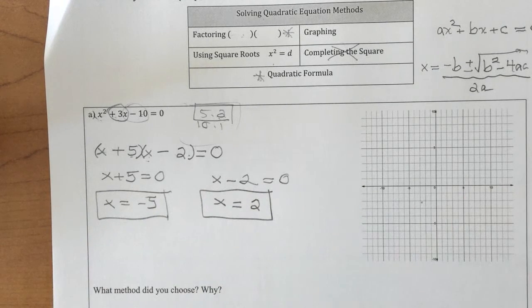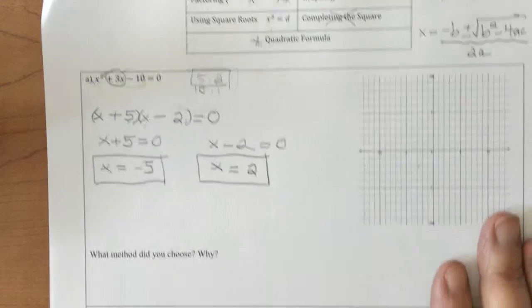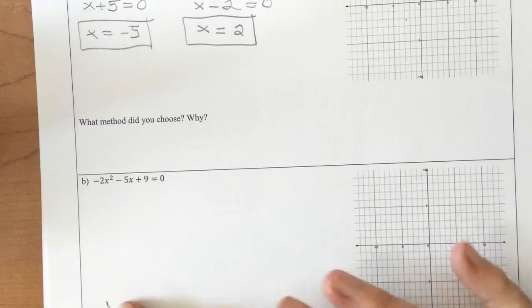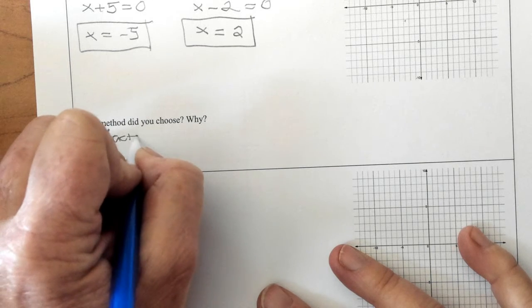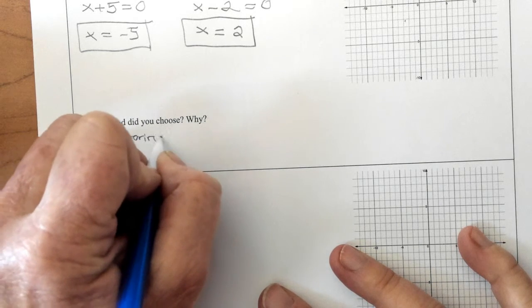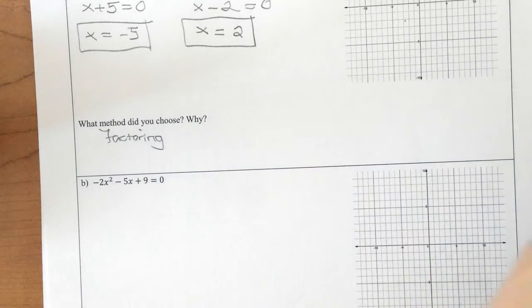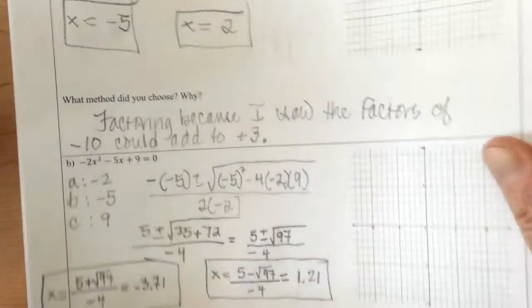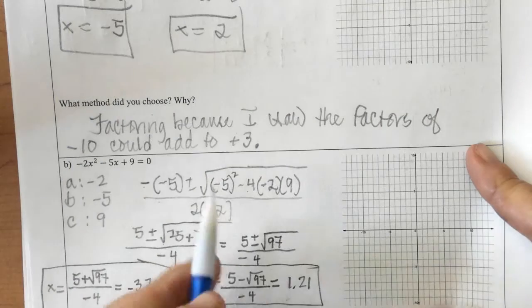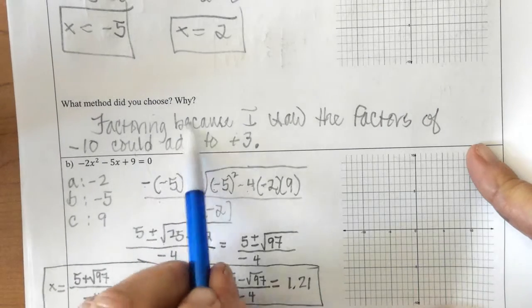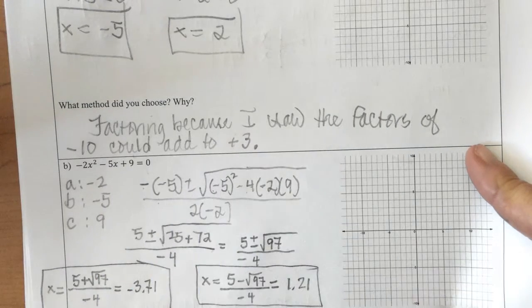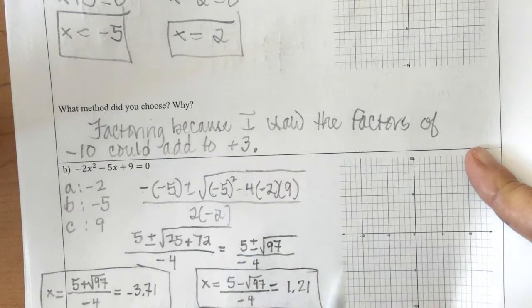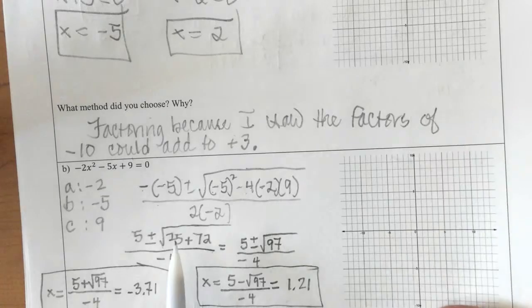I've solved it. So why did I choose this method? I chose factoring, and I'd write it out and explain why. Why did I choose factoring? So what I'm going to do is show you my answer key that I worked on earlier, just so you can see it. I chose factoring because I saw the factors of negative 10 could add to positive 3. So that's why I chose factoring. It was easier for me.